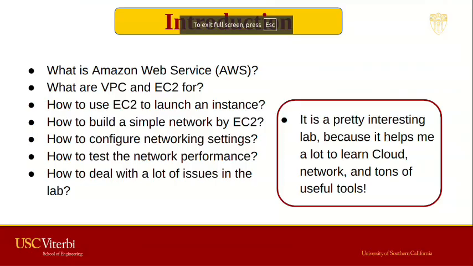Firstly, I think we have to know what Amazon Web Service is and how to use it to do things like create a VPC and EC2 in order to launch an instance. And also, we have to use the EC2 VPC and configure some settings to build a simple network, which includes a router by VyOS, and a client and a server, which are running Ubuntu.